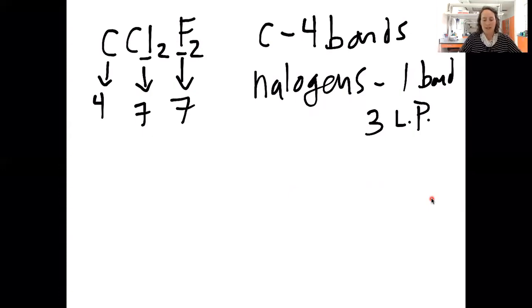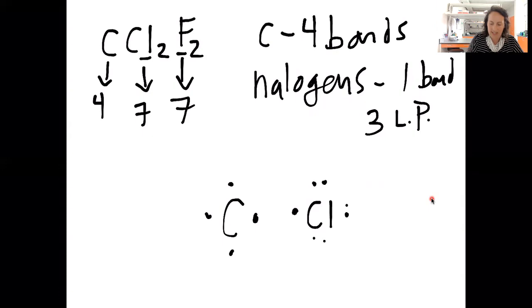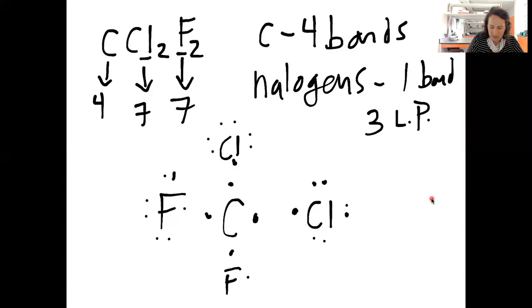Okay, so I have a carbon atom, 1, 2, 3, 4. I have a chlorine, sorry, 1, 2, 3, 4, 5, 6, 7. I know that all these halogens have 7. So each side leaves me with 1 unpaired electron. And fluorine, 1, 2, 3, 4, 5, 6, 7, boom.